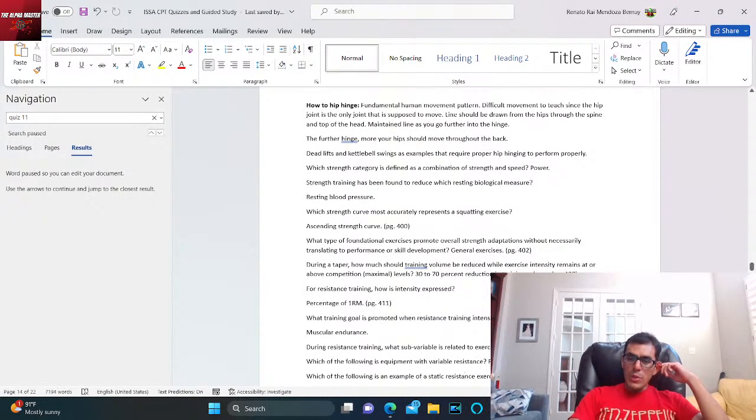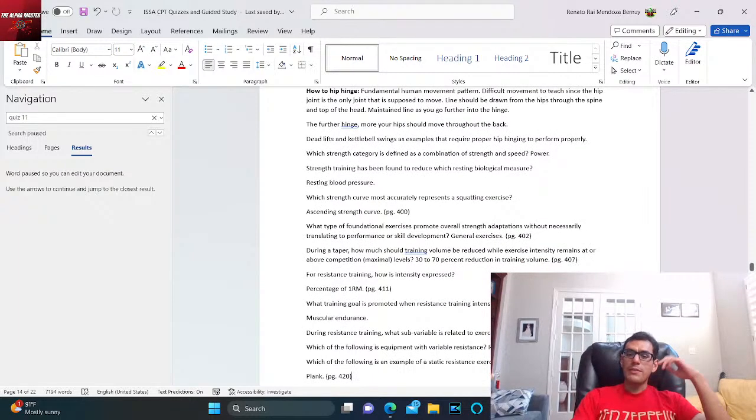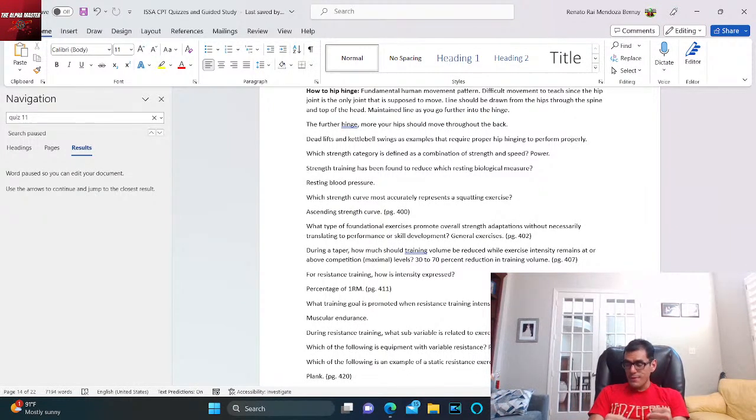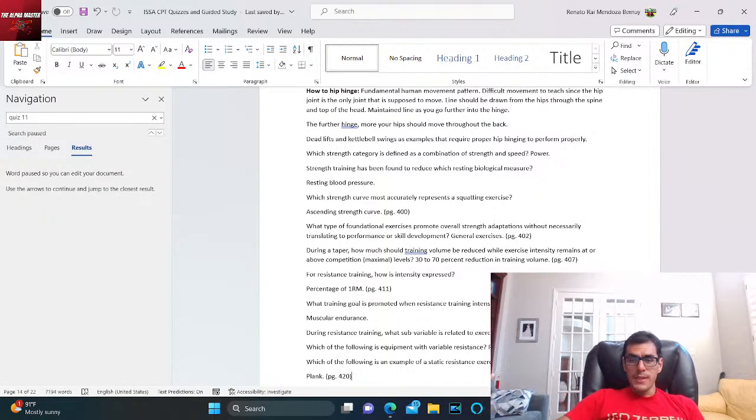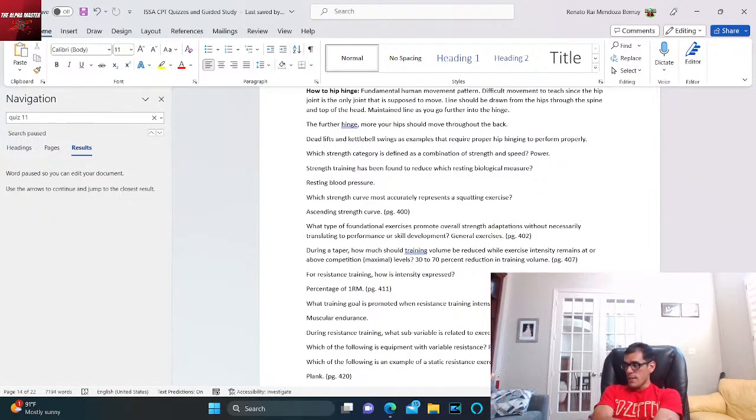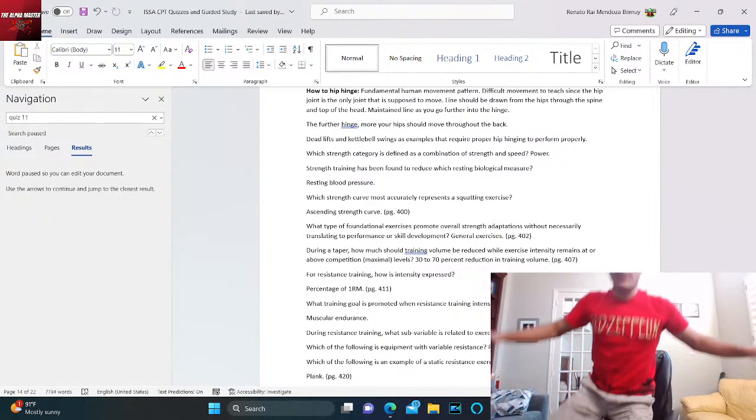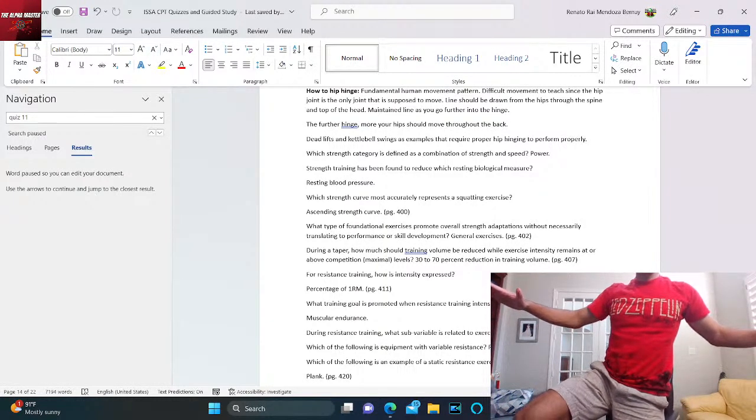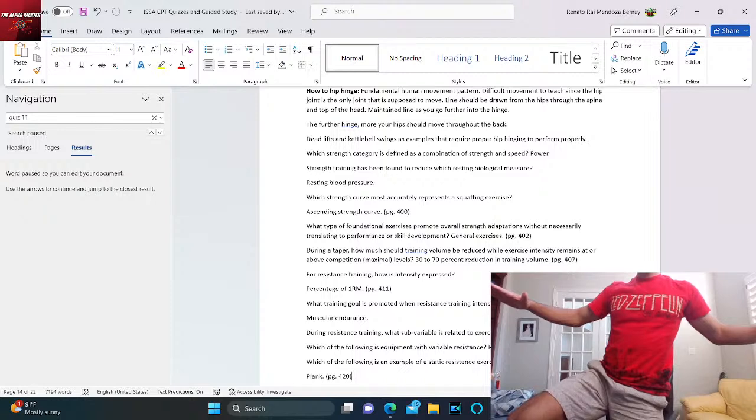Which of the following is an example of a static resistance exercise? The plank, because you're statically resisting the force of gravity and you're working on your core. You're not moving and you're working on balance. Another one could be standing on one foot, and how long can you last? How stable can you be?